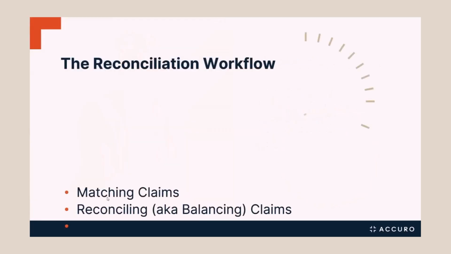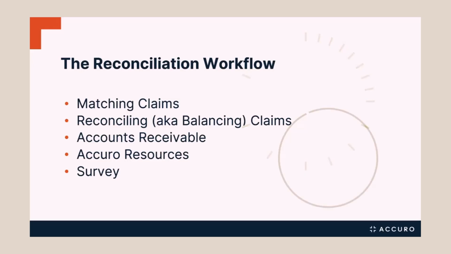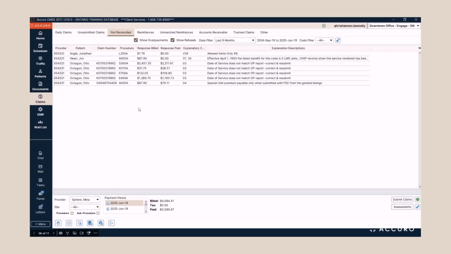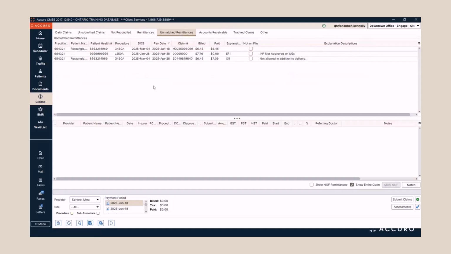So today, we're going to cover how to match claims in the Unmatched Remittances tab and reconcile claims in the Not Reconciled tab. We will review the Accuro resources page options at the end, and there will also be a quick survey. Please take a few moments to answer those survey questions, as your feedback helps drive the items we present. So let's jump into Accuro, and we'll start in the Unmatched Remittances tab.